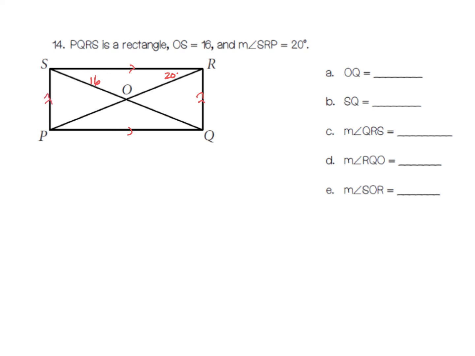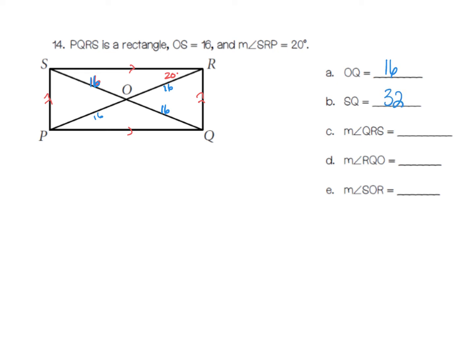Okay, so OQ. Well, first of all, let's just label everything. It might be easier. So I'm going to change all my side lengths here to 16, to blue. So if that's 16, this has to be 16. Remember, diagonals are always bisected in a parallelogram. But in a rectangle, the diagonals are also congruent. So actually, all of these parts here are 16. So OQ has to be 16. SQ is going to be that whole diagonal, so that's 32.